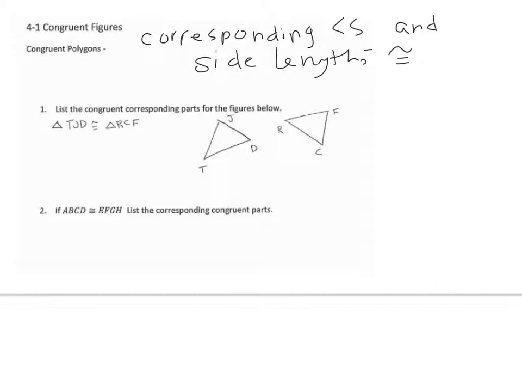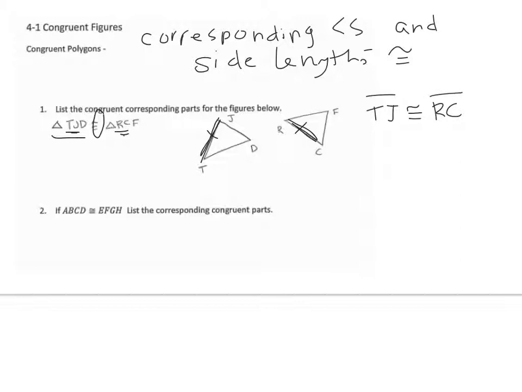So number one, list the congruent corresponding parts of the figure below. It's telling us that triangle TJD is congruent to triangle RCF. So that means the side TJ is the same as RC. So TJ and RC are congruent. I'm going to write TJ is congruent to RC, the exact same way, the segment RC.